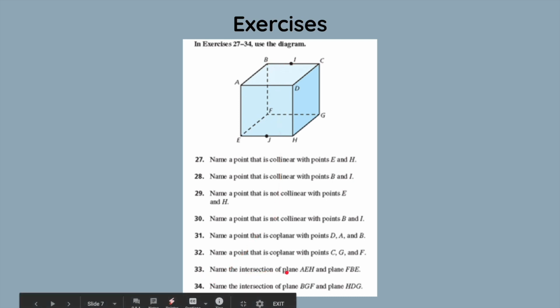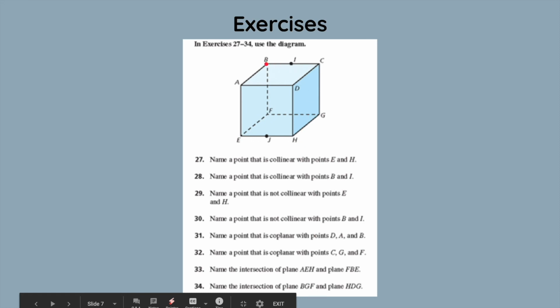Name the intersection of plane AEH and plane FBE. So we have this plane right here, as well as this plane right here. And the intersection would be a line right here. And this line is AE or line EA. It's the same line. Finally, name the intersection of plane BGF.